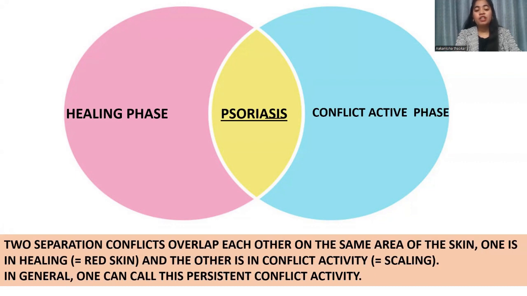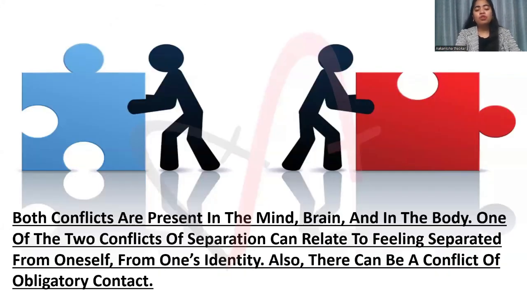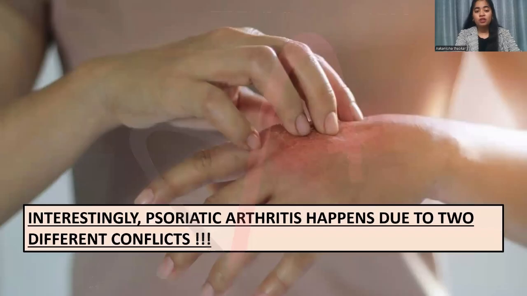In general, one can call this persistent conflict activity, and hence, in the cases of psoriasis, we see the eruption has redness along with scaling. Both of these conflicts are present in the mind, brain, and body. One of the two conflicts of separation can relate to feeling separated from oneself or from one's identity. And also there is a conflict of obligatory contact.